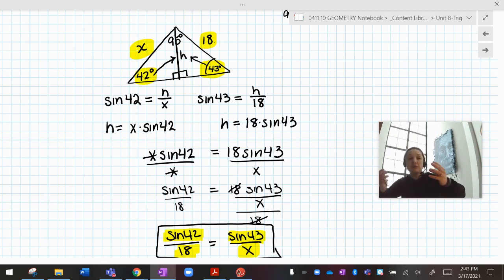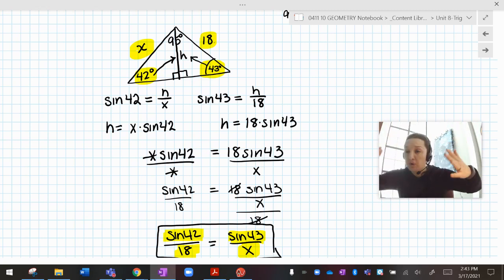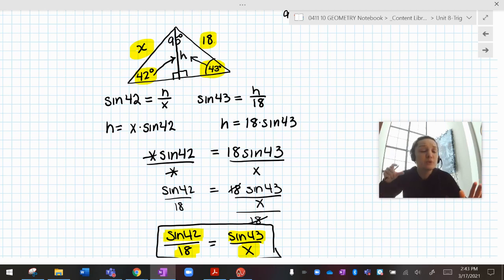Now, if what I just did made your brain explode, don't worry about it. Just know how to use the law of sines. But I wanted you to see that technically the law of sines does come from SOHCAHTOA trig. It's just the SOHCAHTOA trig kind of disappears along the way.